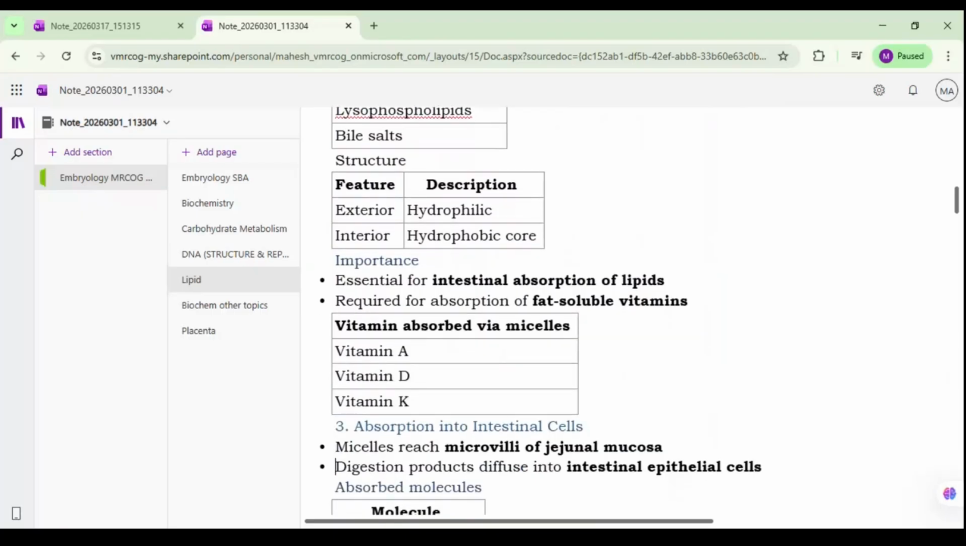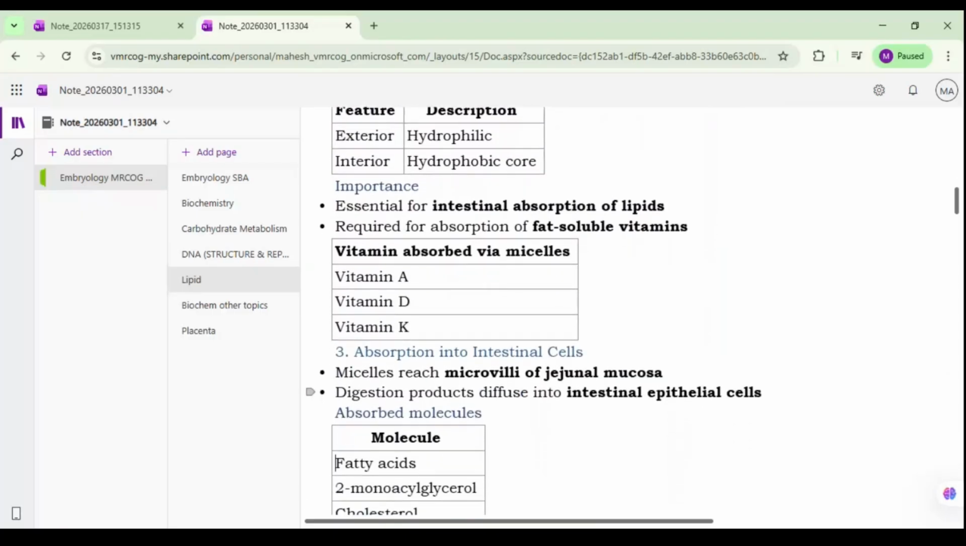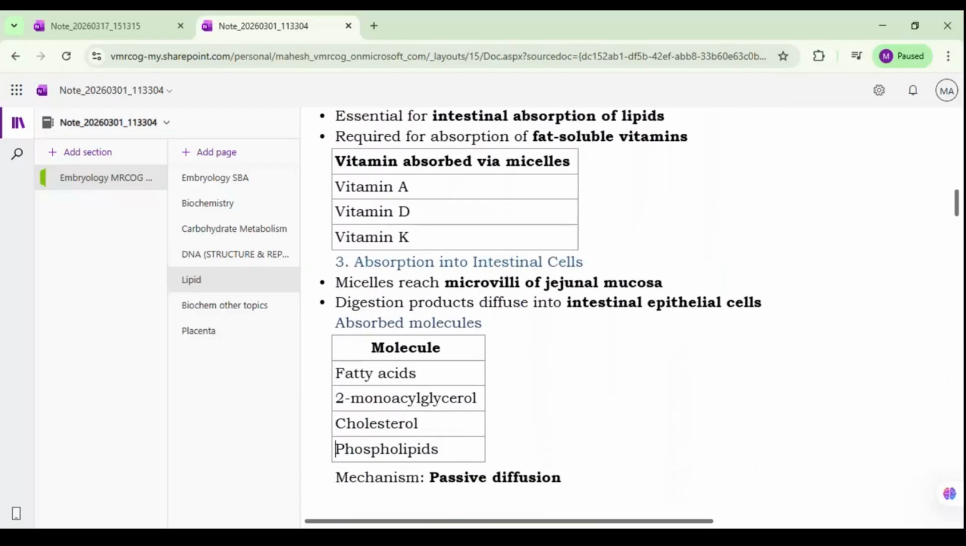There are 4 vitamins. We know that these are fat soluble vitamins and they will get absorbed. Okay. So now absorption into the intestinal cells. So micelle will reach the microvilli of the jejunal mucosa. The digestion products diffuse into the intestinal epithelial cells, and absorbed molecules will be fatty acids, 2-monoacylglycerol, cholesterol, and phospholipids. Okay. So mechanism is by passive diffusion.